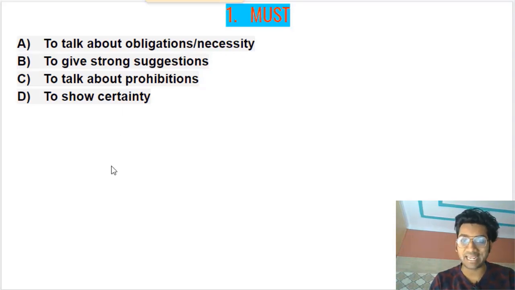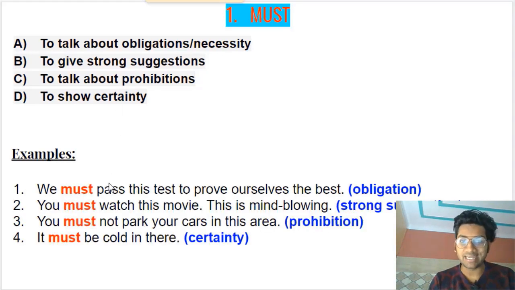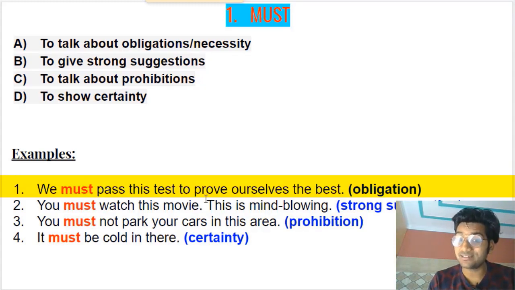Let's take some examples and understand this. Example number one. We must pass this test to prove ourselves the best. We must do something. It's an obligation. Now understand this. This is not an external obligation. Somebody is not forcing you to do something. You understand something is very important and it's like an obligation to you. So it's an internal obligation. You must do something.